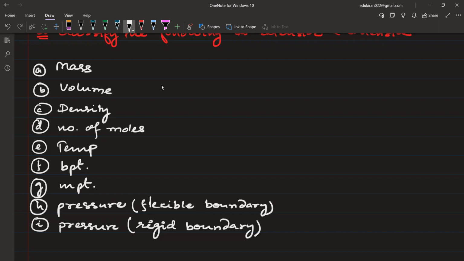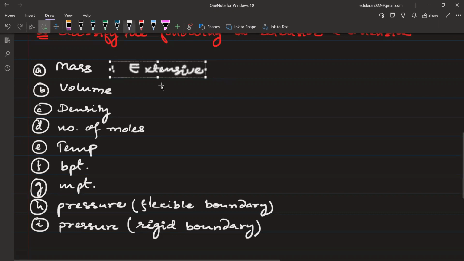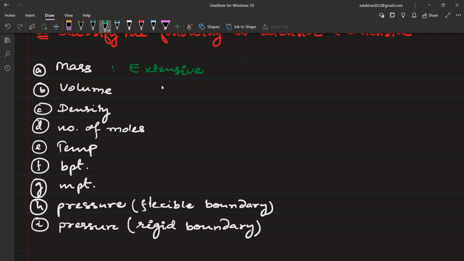Write this question down. I'm giving you the answer format. You write A, mass. It is going to be what? Extensive. So you just write E. In the answer, just write E, and wherever it is intensive, write I. So this will be extensive. Okay, and send the answers on chat also. I'll give you 5 minutes. Please send the answers.